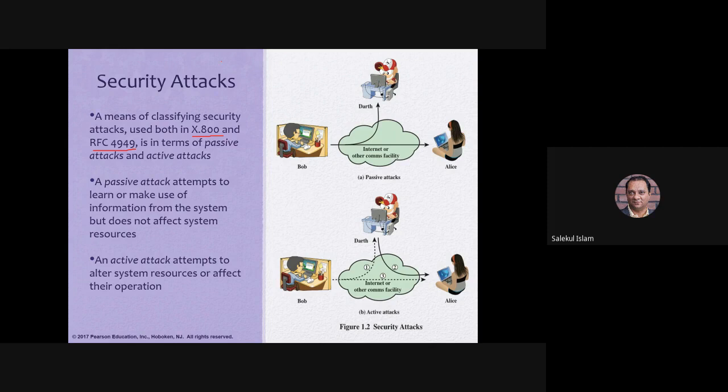So what is this X? The X series is another set of specifications, just like RFC. But IETF does not publish this X series. The ones we mentioned earlier, OSI, they published these X series. In X800 and also in RFC 4949, we can find two types of attack. One is passive attack and another one is active attack.